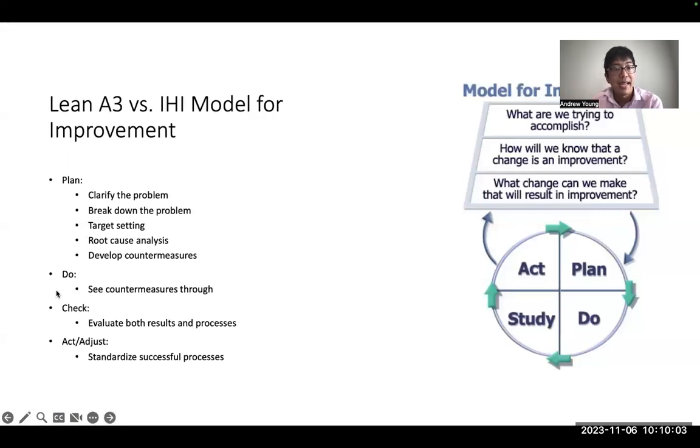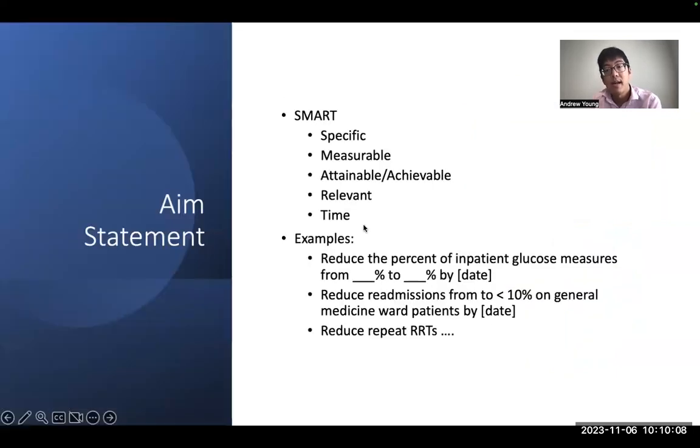Again, we went over the lean A3 over here on the left and how it overlaps with the IHI model for improvement. You should have your aim statements done. It may change, but the aim statement is really critical for stating and writing down what is the primary goal of your QI project. It might be something like improve or reduce the percent of inpatient glucose measures that are outside of the normal range from whatever percent to whatever percent by a particular date.